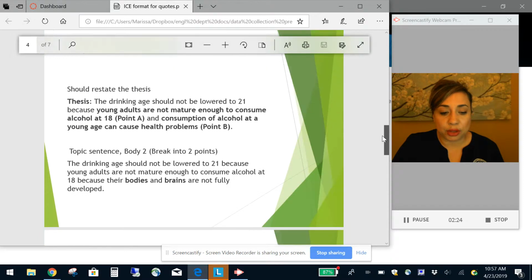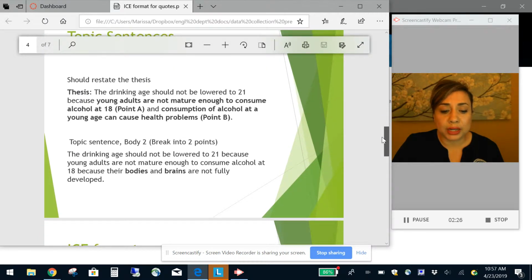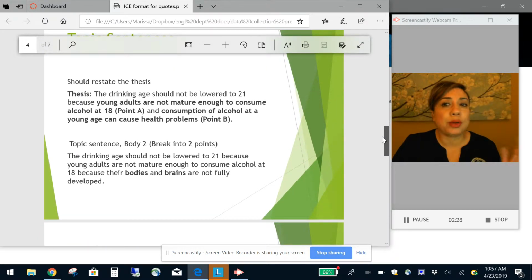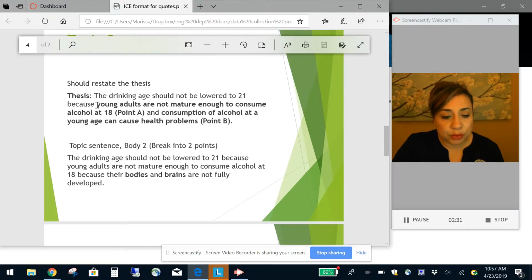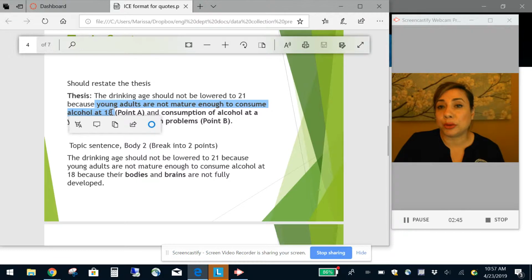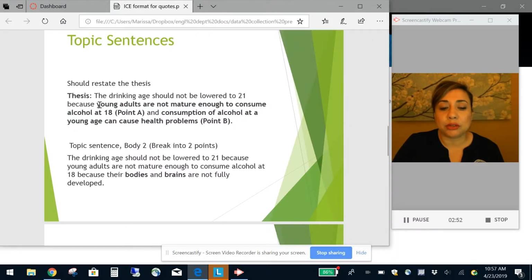And if we go a little further in, we're looking at our first body paragraph. So this is the one after the opposition. We're really focusing on this first point that young adults are not mature enough to consume alcohol at 18. And we're going to provide 2 examples to support that in ICE format. Now, if you want, you can break that down even further depending on the quotes you have. Again, you've done data analysis, you've collected quotes. What were 2 examples you found that show that young adults are not mature enough to consume? And can you kind of break those down into a word?